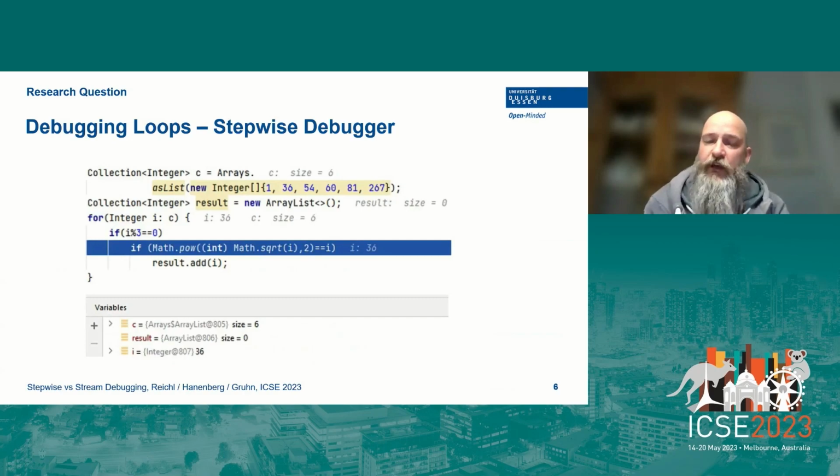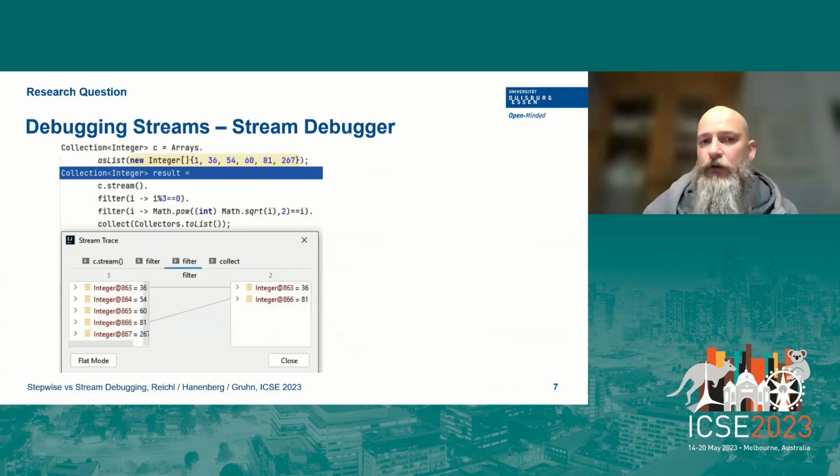So just to give you an idea what both tools look like. This is the stepwise debugger that all of us know. So it's again here an example consisting of a collection of 6 integers, and we're just filtering all those integers that can be divided by 3 and which are squared numbers. And in a stepwise debugger, we typically have breakpoints somewhere, and then we go step by step through the code. In a stream debugger, it looks slightly different.